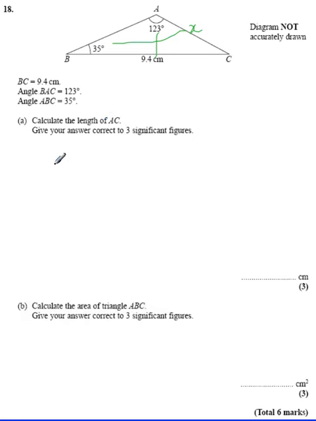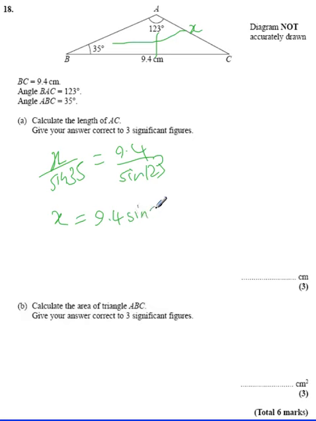We're trying to work out a length, so we put the lengths on top. So it's going to be x over sine 35 equals 9.4 over sine 123. And so we just multiply both sides by sine 35, and we get 9.4 sine 35 over sine 123. If you've got a half-decent calculator, you should be able to type that in and you get the right answer.